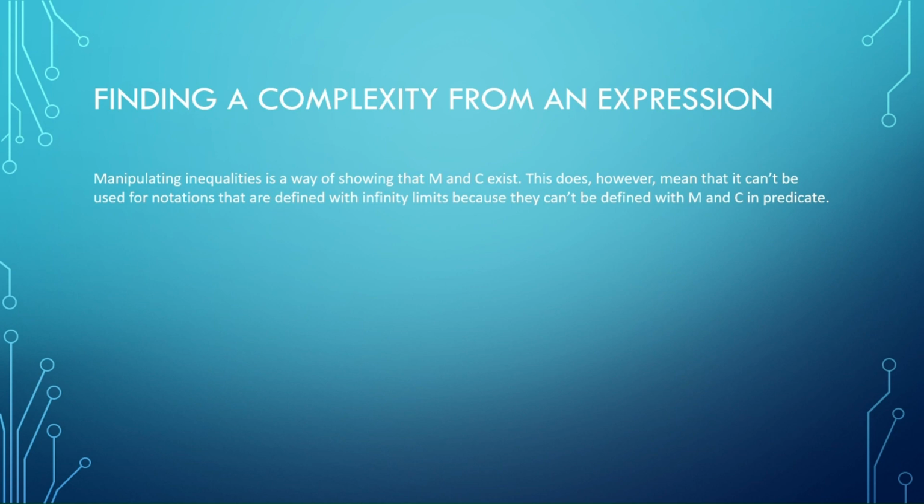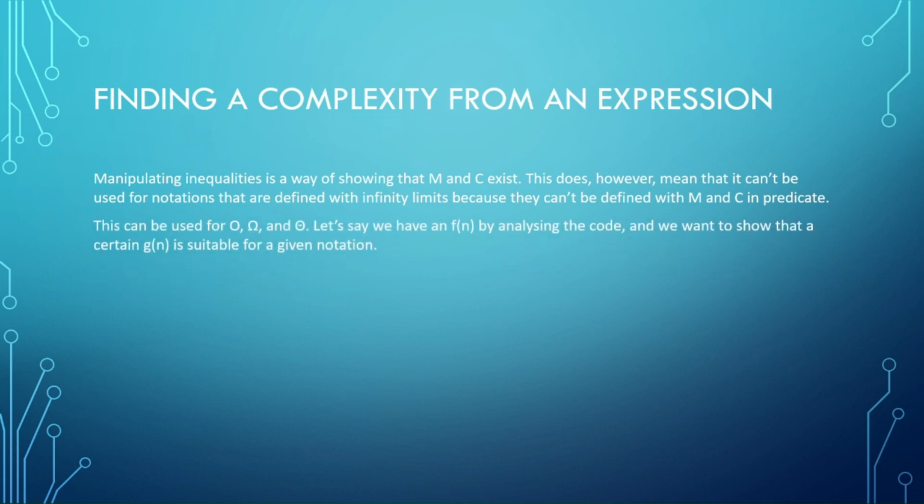So, finding complexity. Infinity limits we've seen before. Manipulating inequalities is another way of doing it. It's like showing that an m and a c would exist. It does, however, mean that it can't be used for notations that are only defined with infinity limits. They can be defined in predicate, but it's slightly more difficult, I think. It's easier to define those in infinity limits. So manipulating inequalities can be used for anything that can be defined in predicate with m and c. That's big O, omega, and theta.